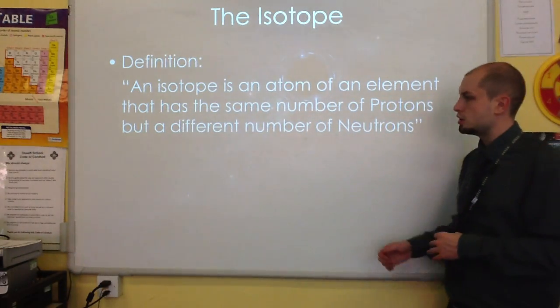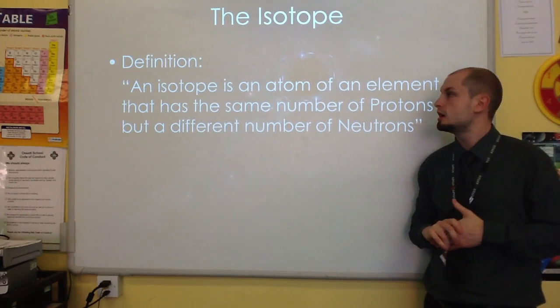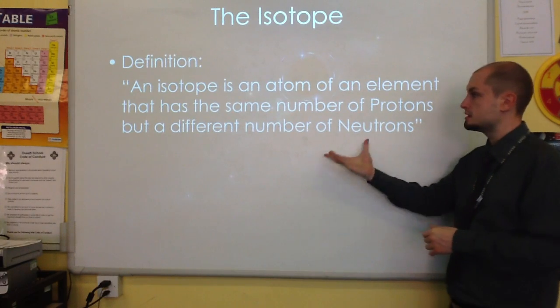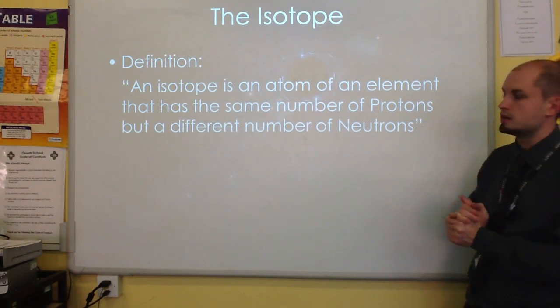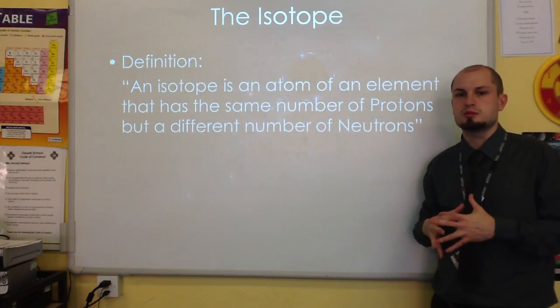Now, radioactivity. Radioactivity is all about these things called isotopes. An isotope is a different type of an element. So this is the definition for it. An isotope is an atom of an element that has the same number of protons but a different number of neutrons. What it means by that is you can have loads of different isotopes of the same element.